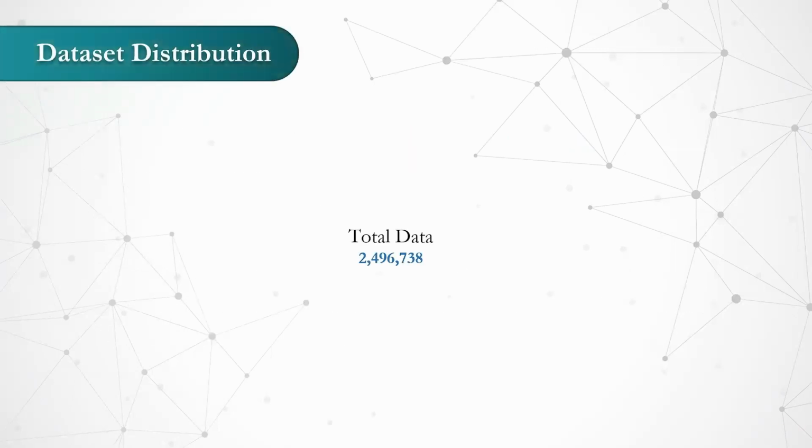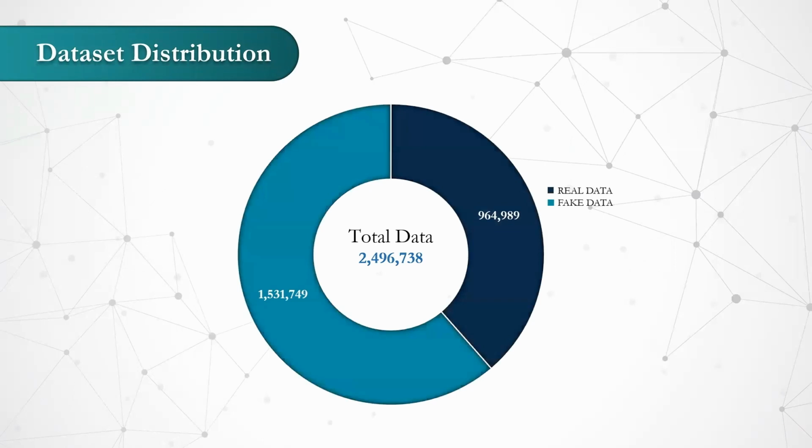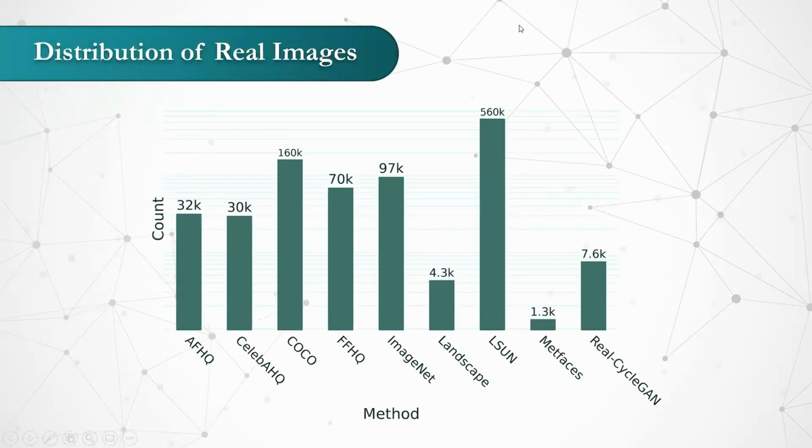The proposed dataset has nearly 2.5 million images, around 1.5 million of which are synthetic, and the remaining 1 million images are real. Here is a distribution of real images in the dataset. We utilize images from existing image datasets, notably LSUN, COCO, AFHQ, and so on.